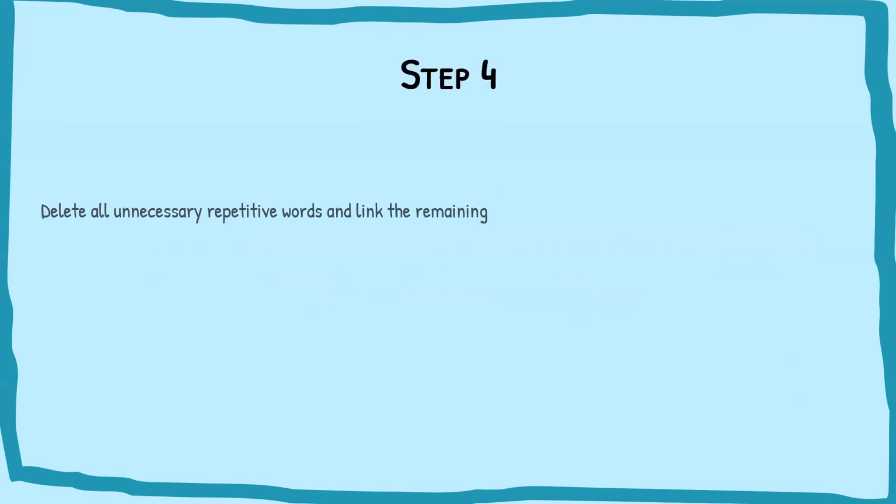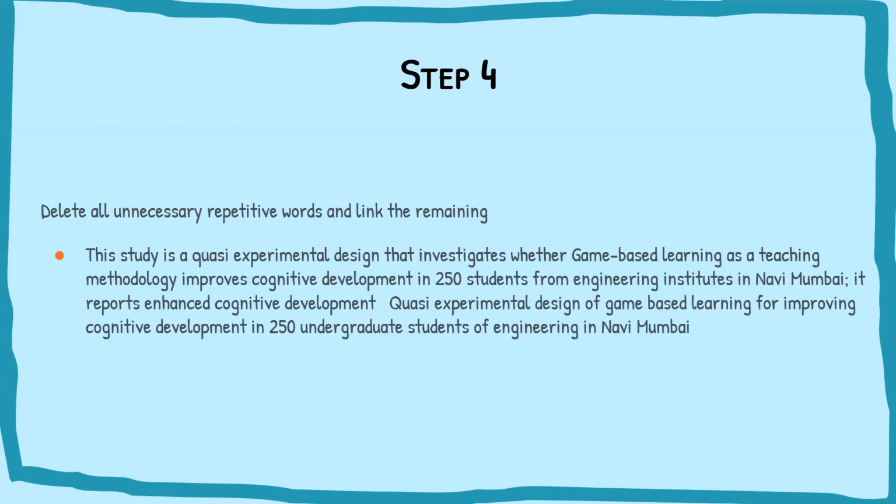In step four, we have to delete all unnecessary repetitive words and link the remaining words. So what I'll do is I will remove words like "this study is a," then "investigates whether," then the result part also I will remove. Once I've removed this, I have this revised title: quasi experimental design of game based learning for improving cognitive development in 250 undergraduate students of engineering in Navi Mumbai.